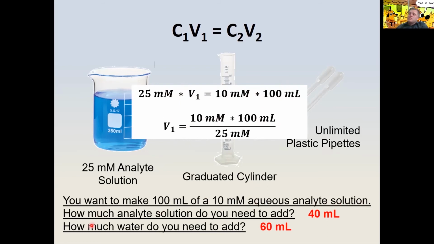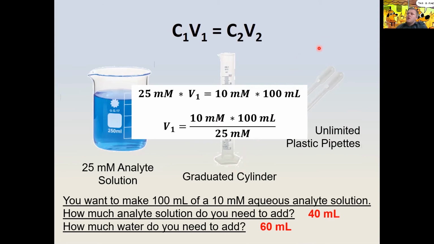The next question was, how much water do we need to add? And for this one, we don't have to do a lot of fancy math. We know that we're trying to make a 100 mil solution. We know that we added 40 mils of our analyte, so that last 60 mils has to come from water. So that's just subtraction.